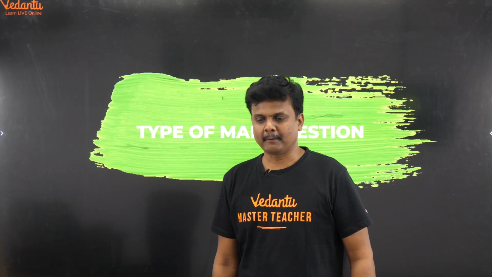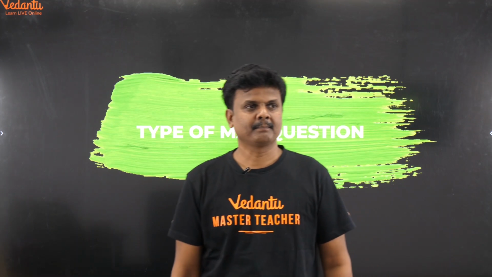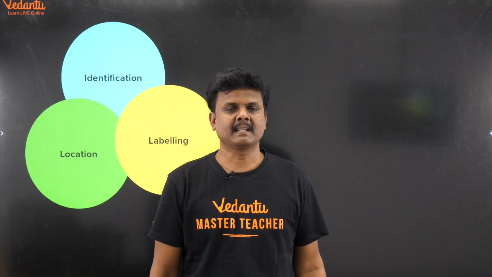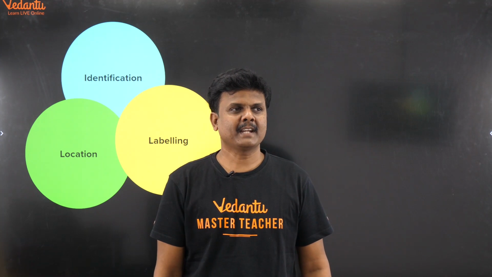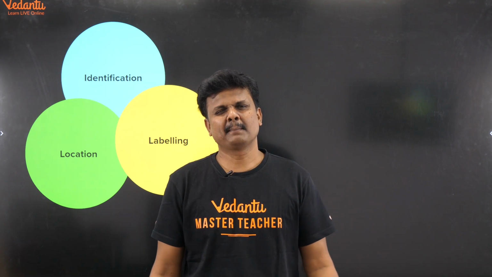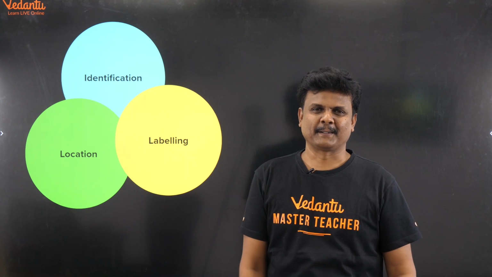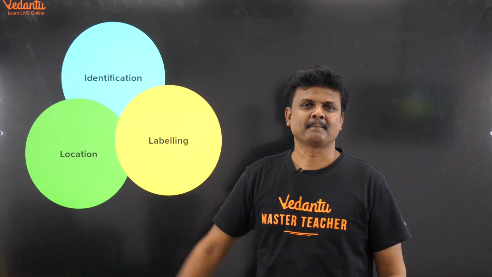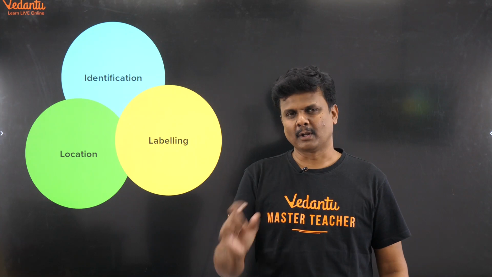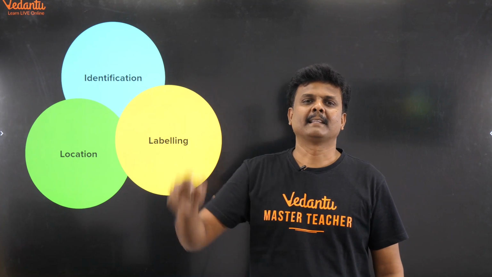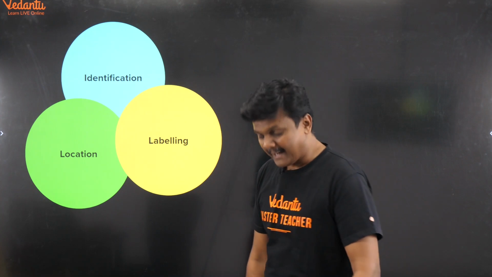So what is the type of map question that's going to happen? Let us see. Two things: identification, location, and labeling. Typically, guys, all Know Your Map series follow this pattern, because the questions come in this pattern. You have to identify the place, the location, or fill in the labeling. Right, guys?